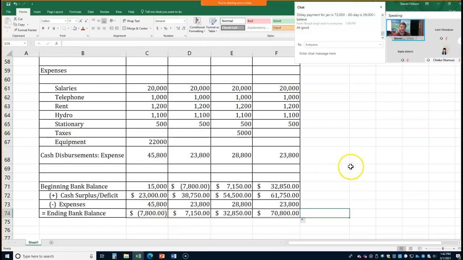$7,800 in the negative. Now the thing as a business, you can't just go in the negative. Doesn't work like that. So we need to figure out a way. So what do we do in this instance? What could we do?